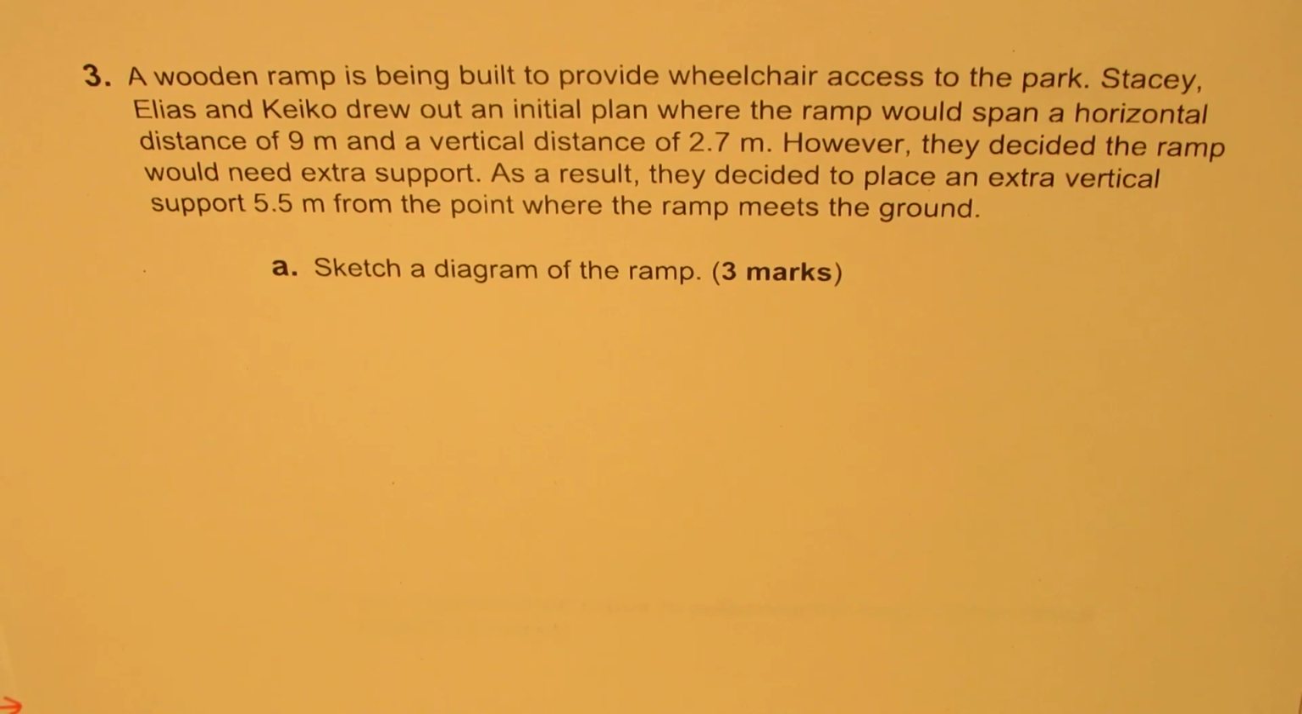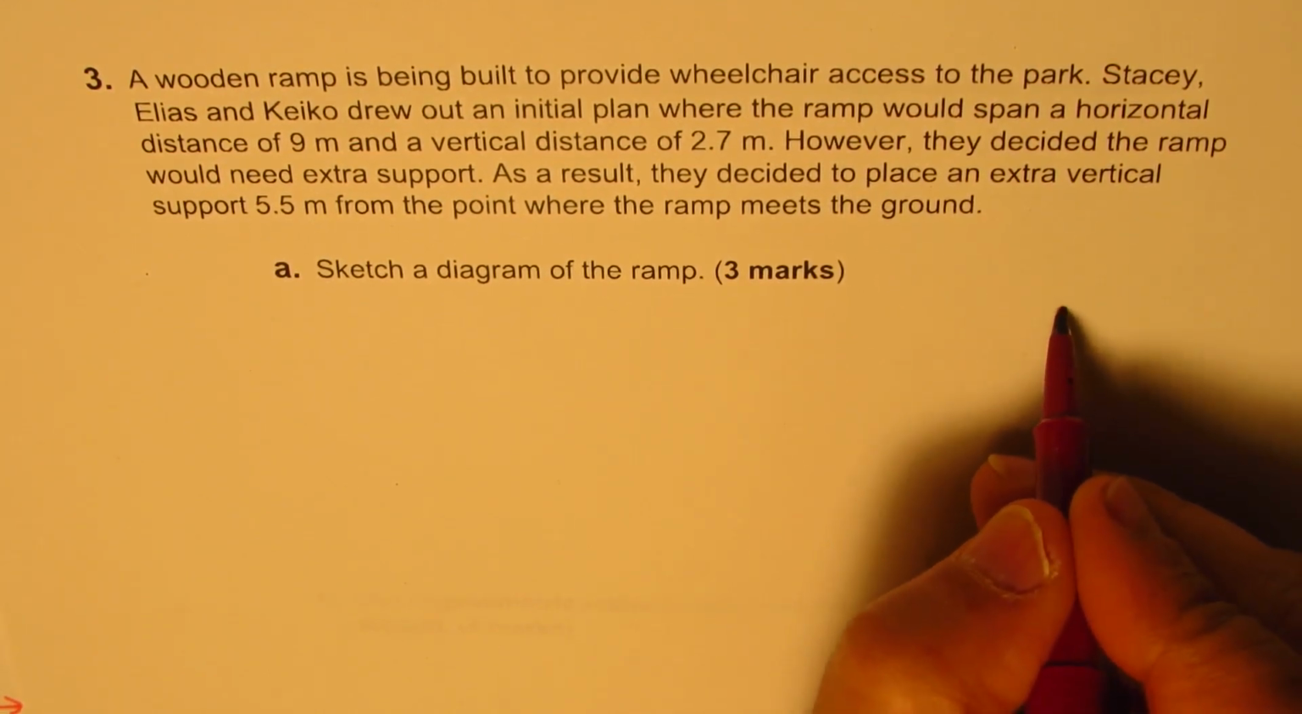Now we have question number 3, which is a wooden ramp is being built to provide wheelchair access to the park. Stacy, Elias, and Kiko drew out an initial plan where the ramp would span a horizontal distance of 9 meters and vertical distance of 2.7 meters. However, they decided the ramp would need extra support. As a result, they decided to place an extra vertical support 5.5 meters from the point where the ramp meets the ground. Part A is sketch the diagram of the ramp. So that's simple. Let's do this sketching.